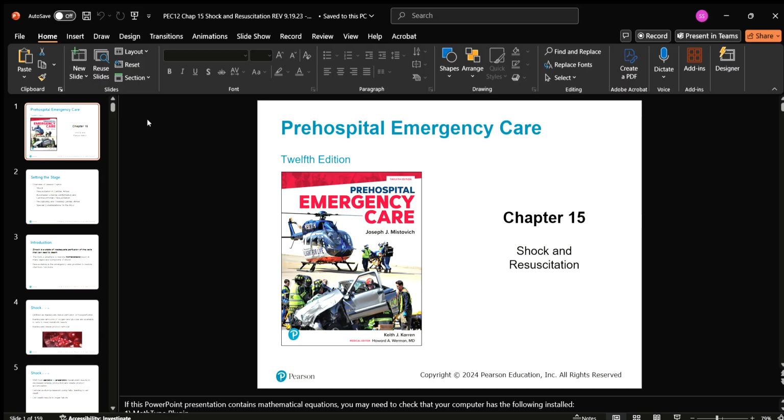So we're talking about shock and resuscitation. For the big part of this, I'm mostly just going to be covering shock, because that's probably the most difficult portion of all this. Resuscitation is really just boiling down to what you did last week with your AHA CPR.